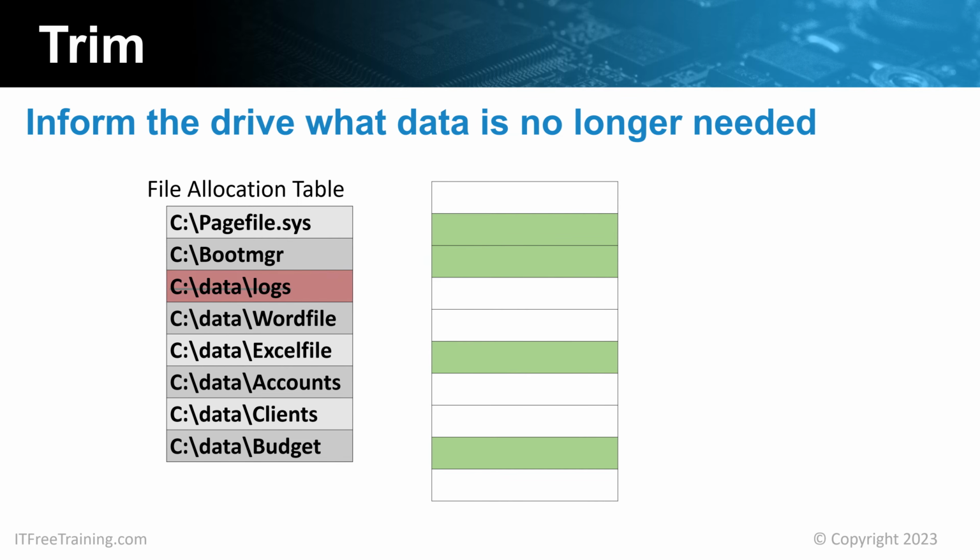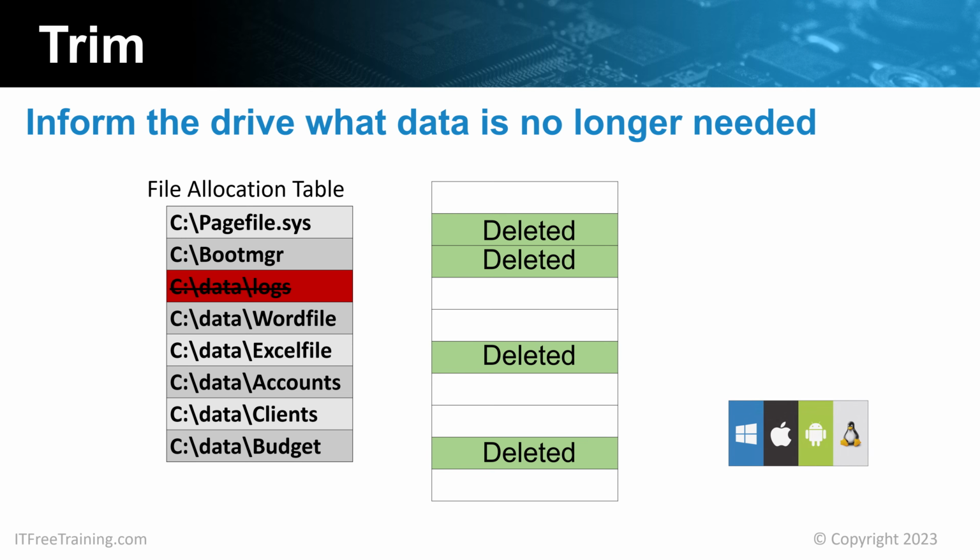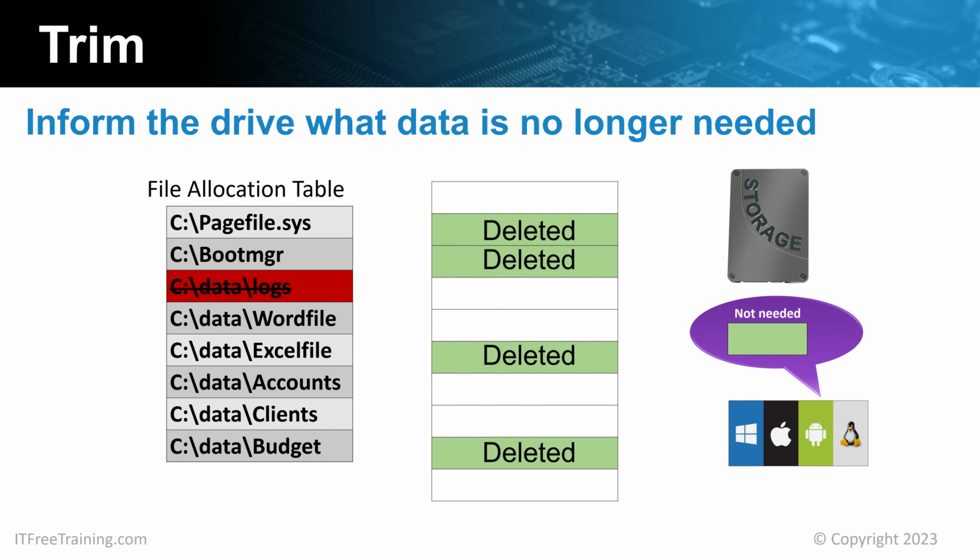You will notice that the data on the drive is not deleted, and this is why you can use a recovery program to undelete deleted files. Essentially, the data is still there unless it is written over. The only thing that changes is that it is marked in the file allocation table as deleted. When the operating system runs trim, it tells the solid-state drive what data is no longer needed.